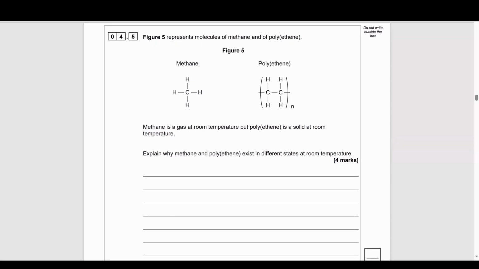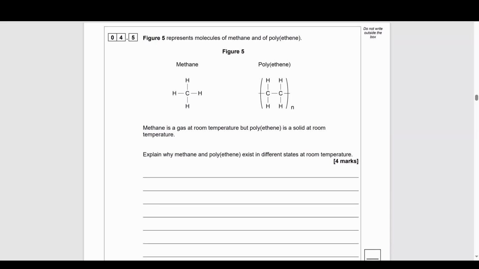(4.5) Figure 5 represents molecules of methane and of polyethylene. Methane is a gas at room temperature, but polyethylene is a solid at room temperature. Explain why methane and polyethylene exist in different states at room temperature. Right, so once again, methane is a gas, polyethylene is a solid at room temperature. So the same temperature, they have different states. Well, why?